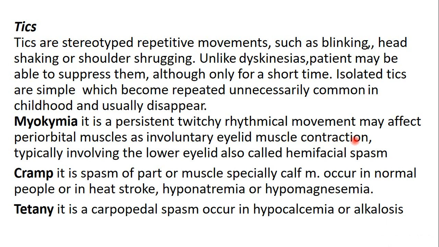Cramp is also very common. It's a spasm of part of a muscle, especially the calf muscle, occurring in normal people or in heat stroke. Sometimes you wake from sleep with a severe spasm, especially in the calf muscle. It may be idiopathic or due to heat stroke, hyponatremia, or even hypomagnesemia. Tetany is also an abnormal movement due to hypocalcemia or alkalosis, when the patient has carpopedal spasm. Here we have two tests, the Trousseau test and the Chvostek test, to test for tetany and hypocalcemia.